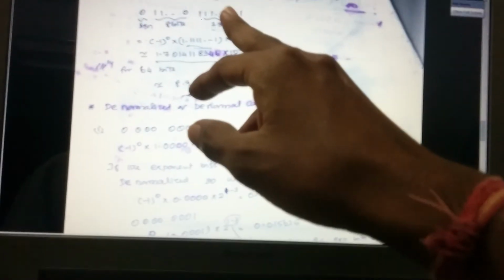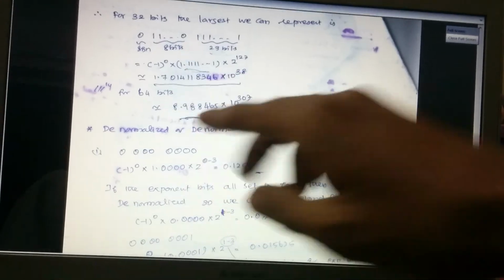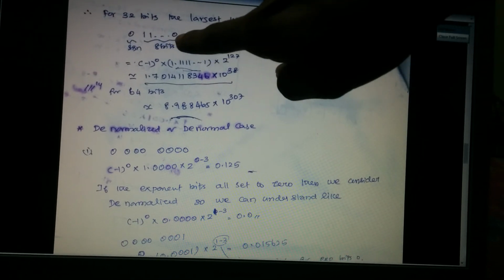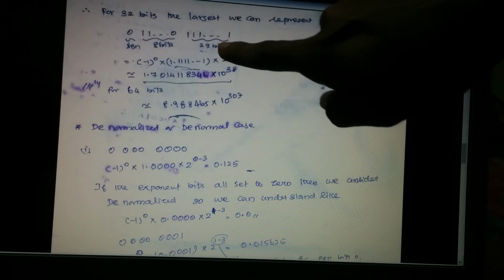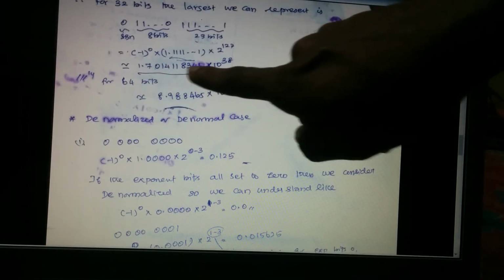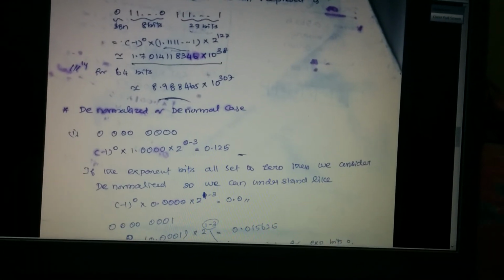Next, for 32-bit, we find the largest number we can represent. Here also we follow the same method. The least significant bit becomes 0 and everything else is 1. By solving this, we get 1.70 something times 10 to the power 34. Similarly, it can be done for 64 bits also.